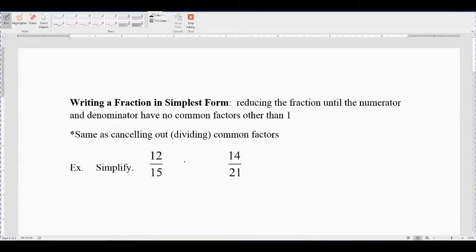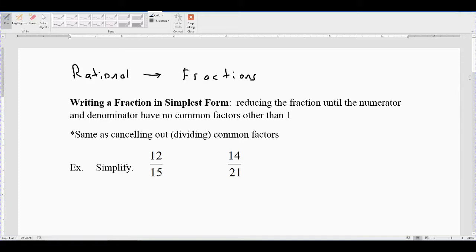Now we're dealing with rational numbers in this video. Rational numbers, anytime you say that word rational, it pretty much just means fractions. Are you excited now?